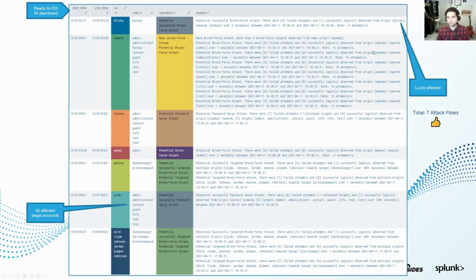Yeah, this is just highlighting what I have already spoken about. You see here the unlucky attacker, Pokey, is going towards the admin account. He was not able to, at least within this time frame, successfully guess the password, while this Blinky source was able to probably or potentially guess the password for the backup account.